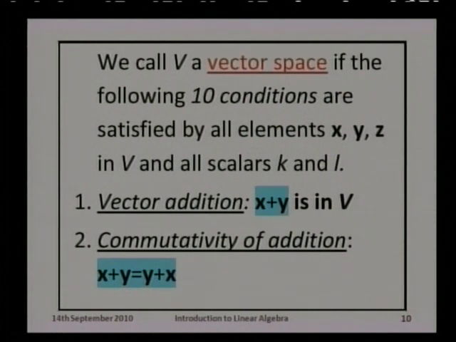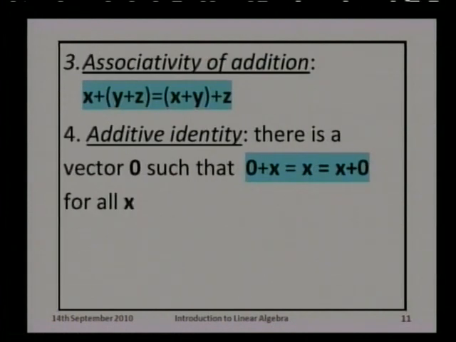Then commutativity of addition, that means if we add x to y, that will be same as y plus x. So, x plus y and y plus x are equal. Then the third condition is associativity of addition, namely x plus (y plus z). Here y and z are added first and then added to x. That will be same as first addition of x and y are taken, that is (x plus y), and then it is added to z.